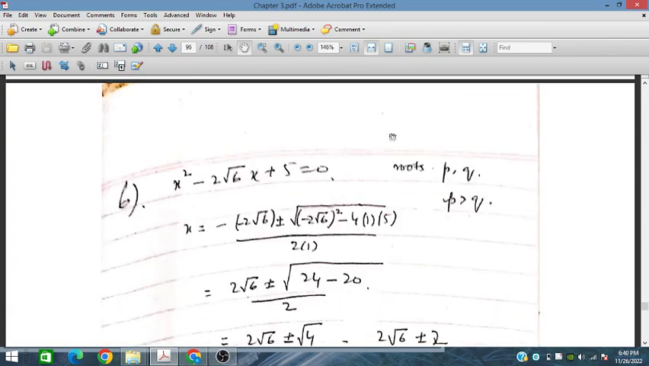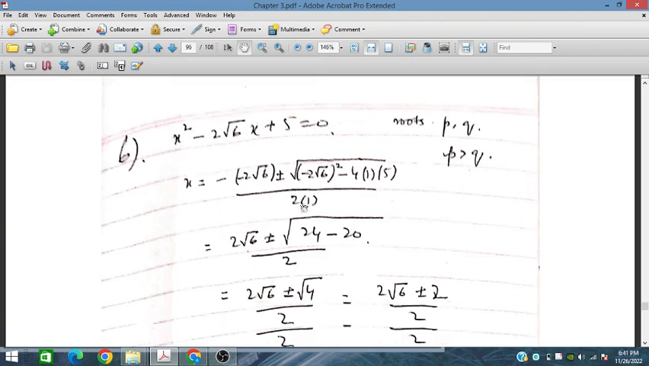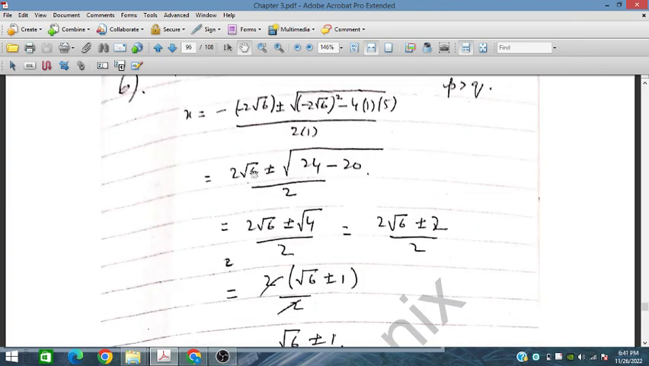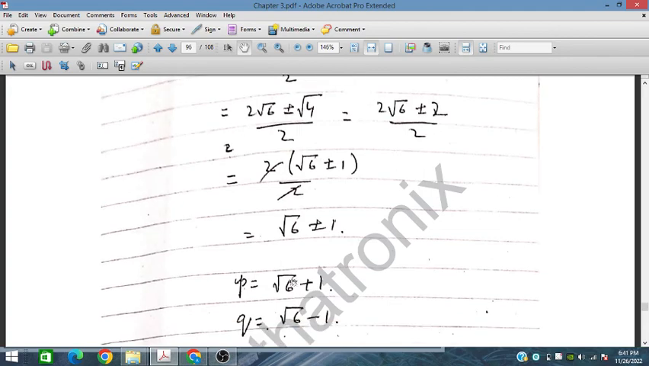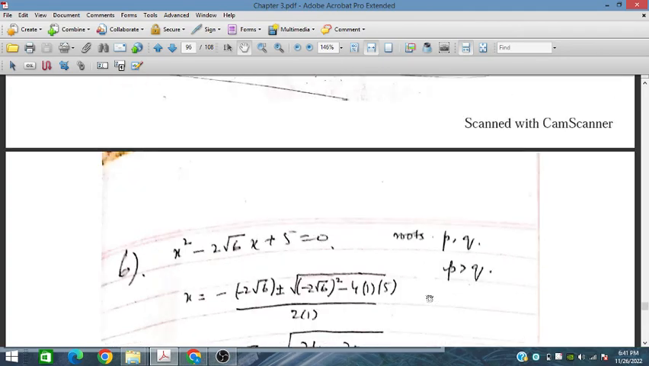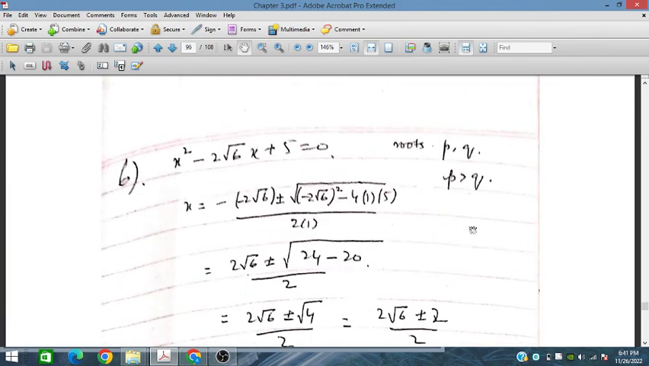Similar for this one, square root in p plus pq. So this is x square minus 2 under root 6 x plus 5. Now applying the quadratic formula. So this is b and this is c and this is 1. So placing it appropriately we have obtained this value. So p is equal to under root 6 plus 1 and q is under root 6 minus 1, and p is greater than q.